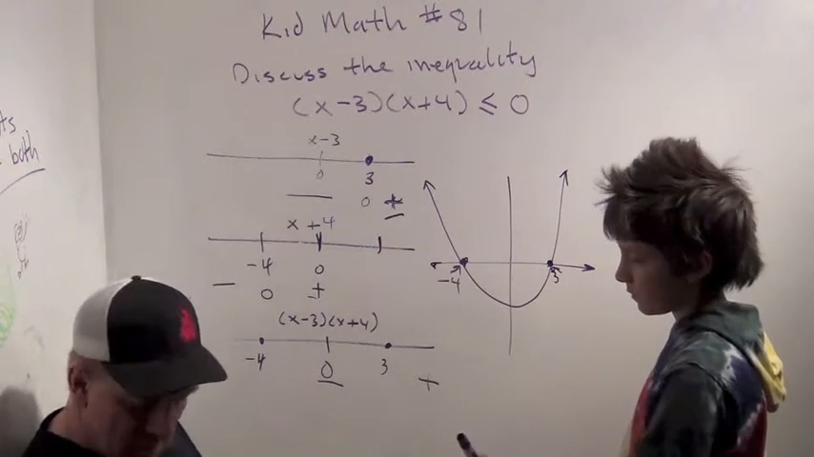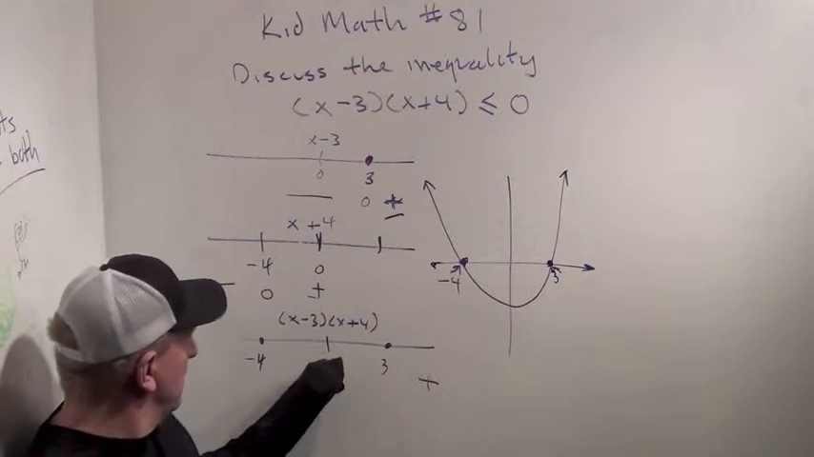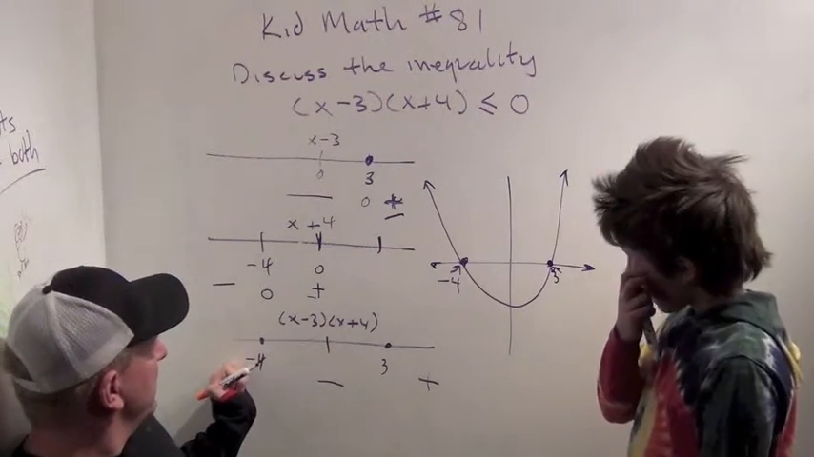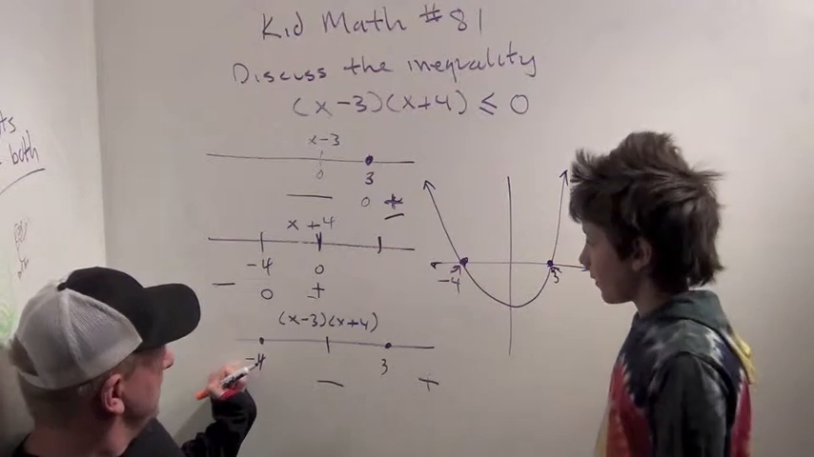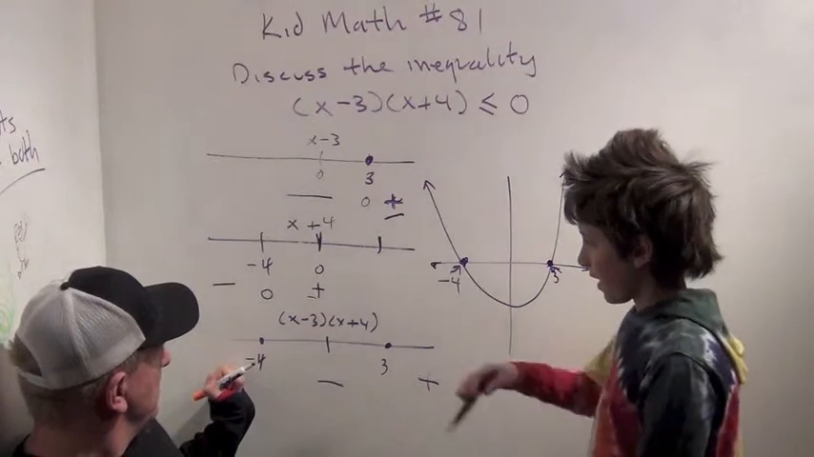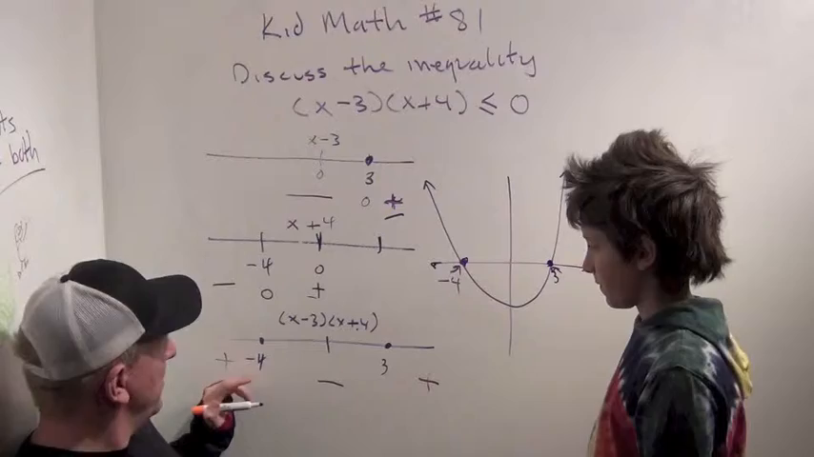Let me erase 0 here. What about down here, less than minus 4? Well, you're going to have a negative times a negative, which is a positive.